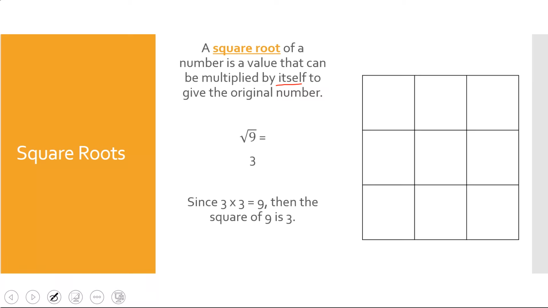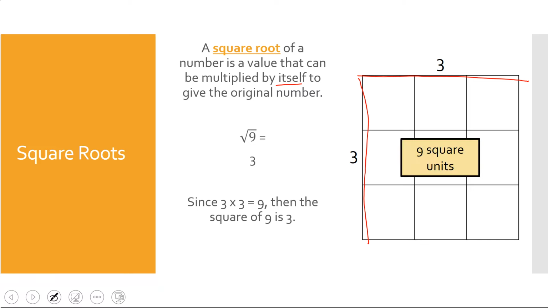Now let's think about that in a physical way. So think about a square that has 9 grids. So you've got 3 and 3 on each side. So this is our length, and this is our width. You've kind of got 2 dimensions in this square. Well, if you're trying to find the area of this square, you just multiply it, right? And what's 3 times 3? That is 9 square units.